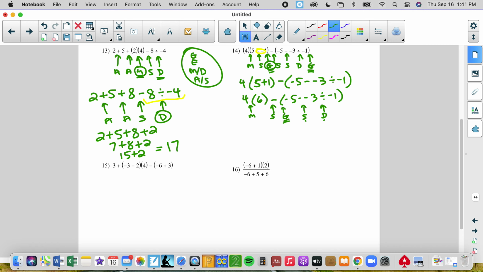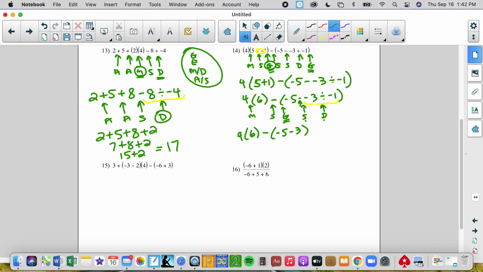But notice that that is the quotient of these two. That did not include this negative. So if we're going to write our next line, it's going to be 4 times 6 minus -5 minus, that's this one right here, this left one, and then -3 divided by -1 is +3. Right? -3 divided by -1 is +3.